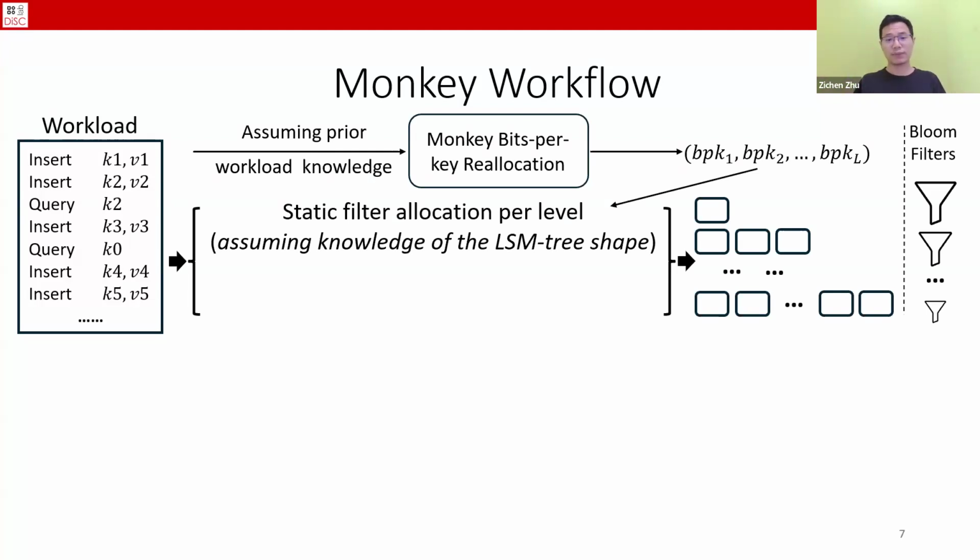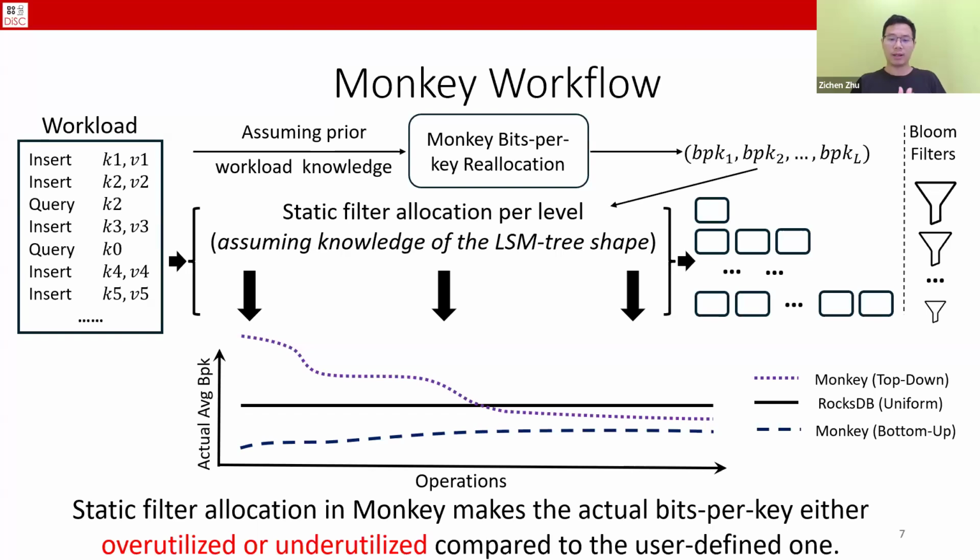And it turns out that if we do that, the average bits per key will be either overutilized or underutilized. Let's look at the dotted purple line, which represents the actual average bits per key for Monkey if we use the top-down insertion way to build the LSM-tree. The top-down way is the traditional way we build the LSM-tree. Files in shallow levels will be created first, and then files will be moved or compacted to deeper levels.